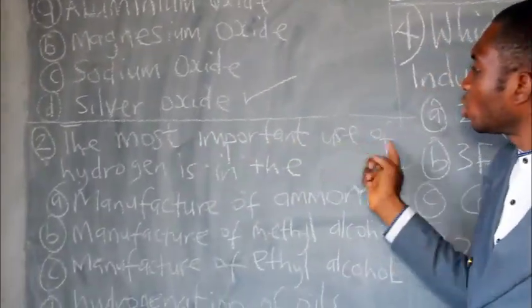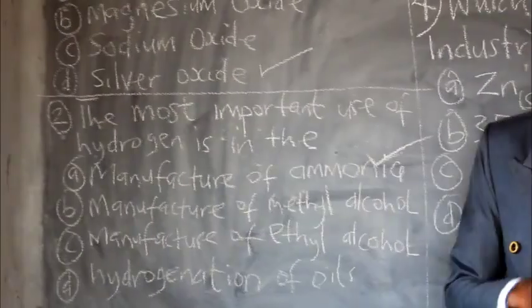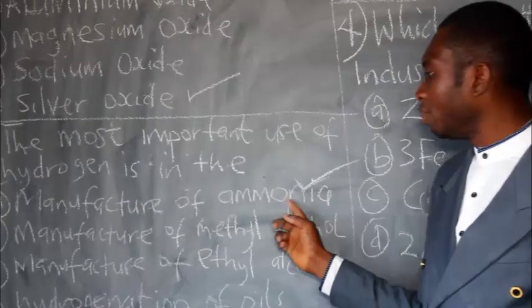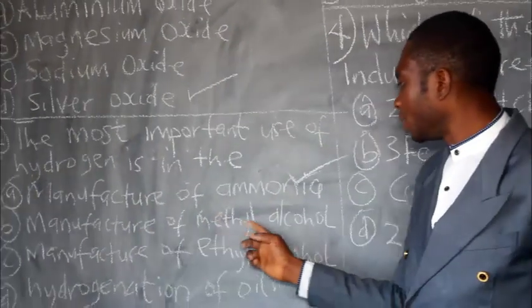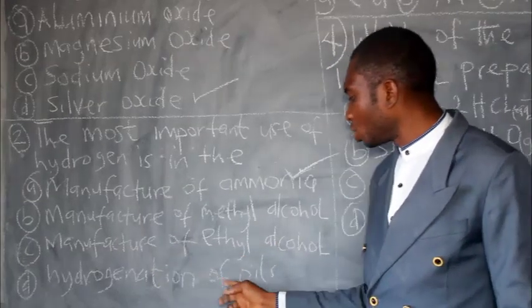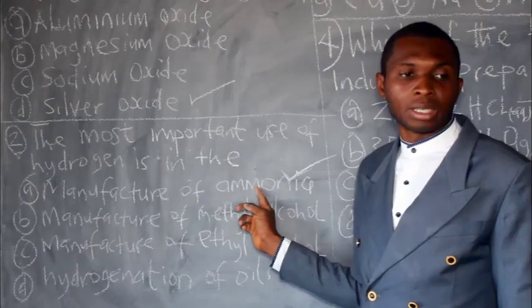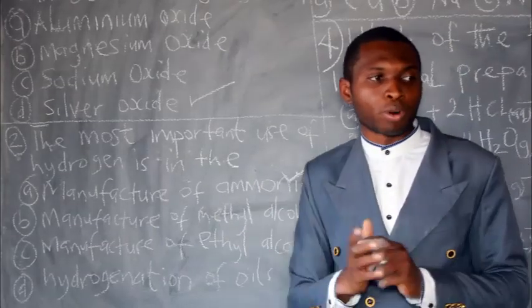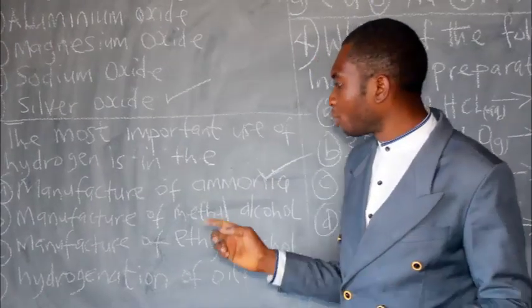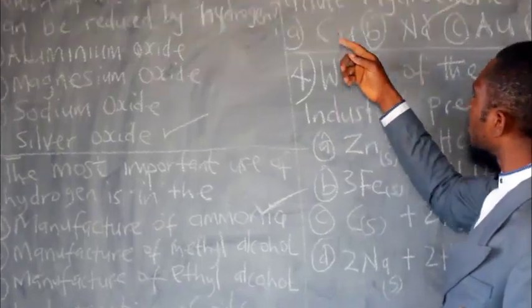The next question: the most important use of hydrogen is in the what? There are several uses of hydrogen: manufacture of ammonia, manufacture of methyl alcohol, manufacture of ethyl alcohol, hydrogenation of oil. Take note, the manufacture of ammonia is the most important. That is through a process called the Haber process.